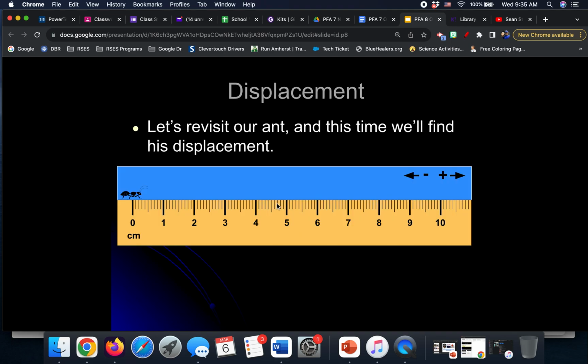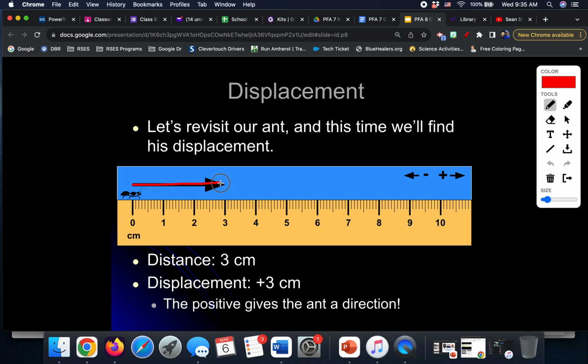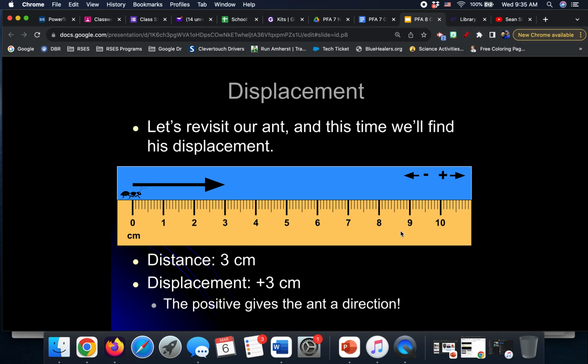So here goes with our lovely little ant. In this instance, his distance started at 0, went to 3, was 3 centimeters. His displacement, he moved 3. Notice here on the key, they're saying to the right is positive, so it's plus 3 centimeters. So the only difference here was the direction was included for displacement.